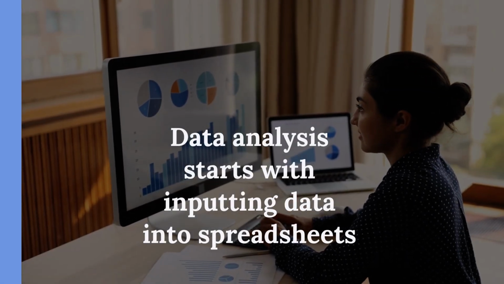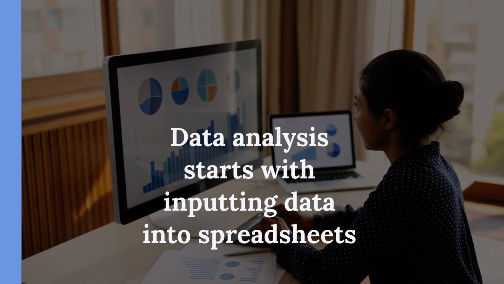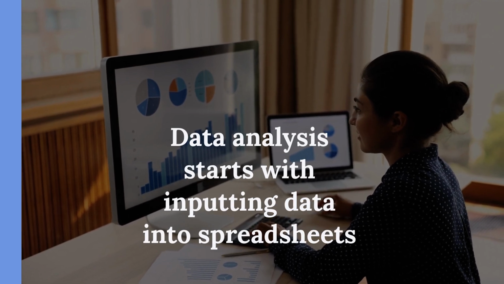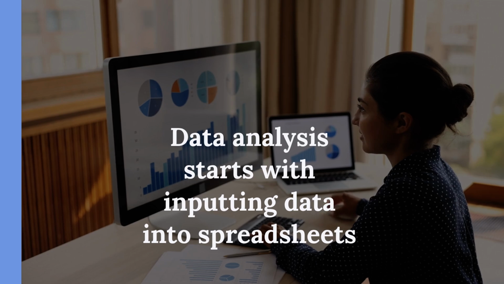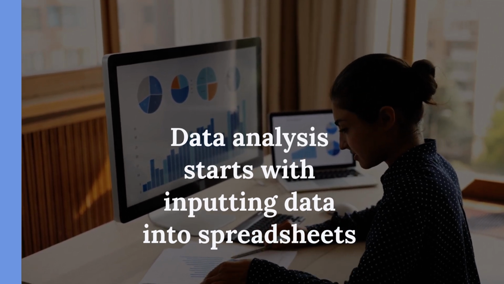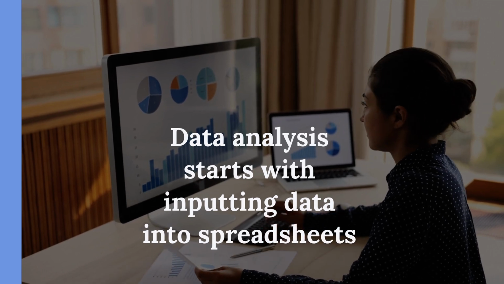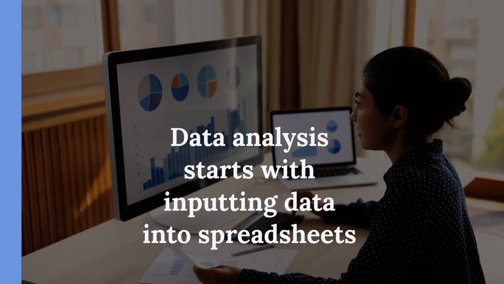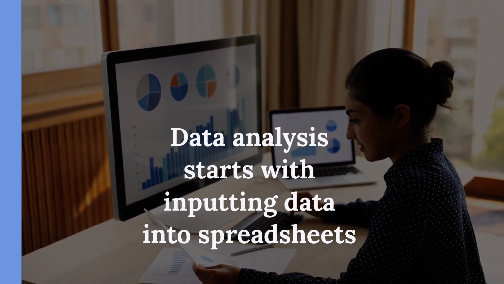Begin analysis by inputting data into spreadsheets. Use descriptive statistics to summarize datasets. Create frequency tables for data distribution insights. Conduct correlation and regression for relationship analysis. These steps form the foundation of robust data analysis.